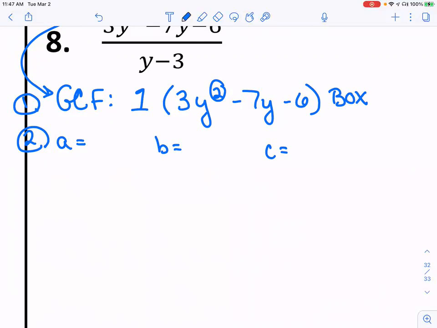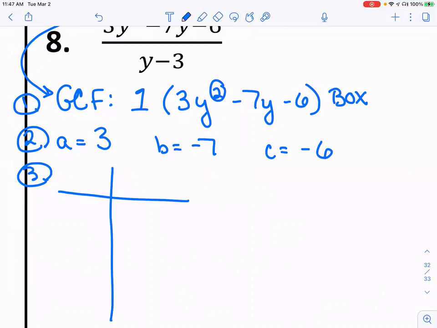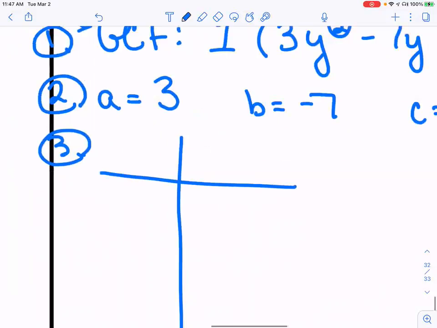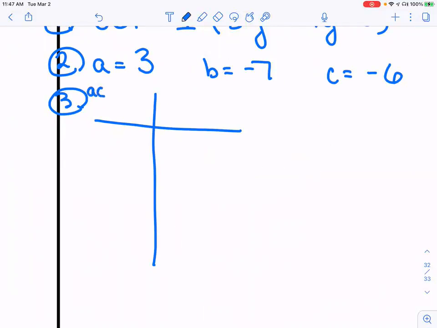Now, I'll just make sure I say this out loud. A is not 1. A is good. B is, and C is. So that does mean we need to do this. This is just like some people are good, some people are not. It is what it is. You gotta find your rhythm there. What is AC up here? Negative 18. 3 times negative 6. What is B?